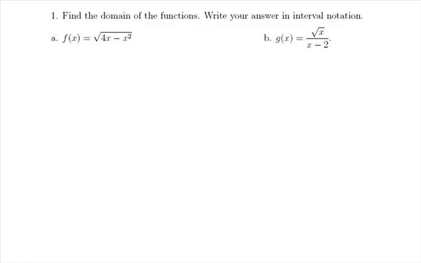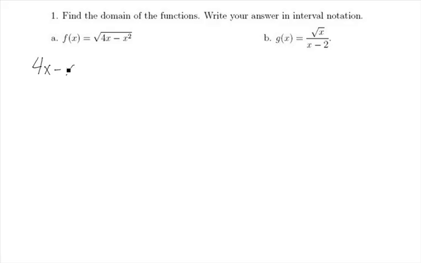In this problem, we're asked to find the domain of a couple functions. The first one involves the square root of 4x minus x squared. First thing we should identify is that in order for this function to be defined, what's underneath the square root needs to be greater than or equal to 0. So that gives us a nice inequality to solve.